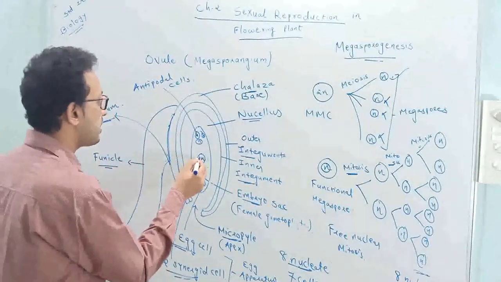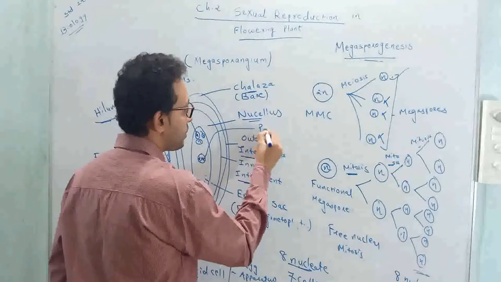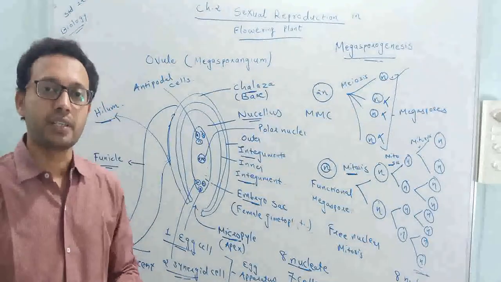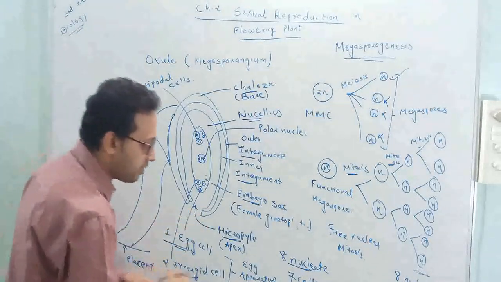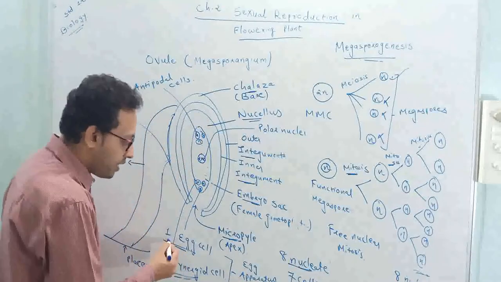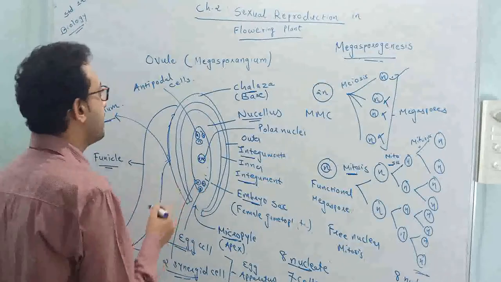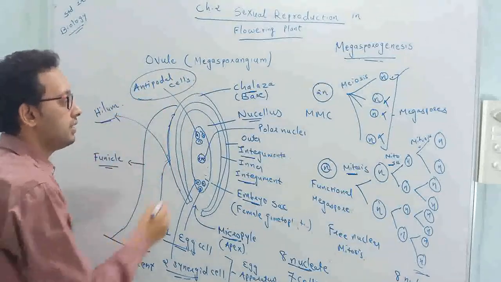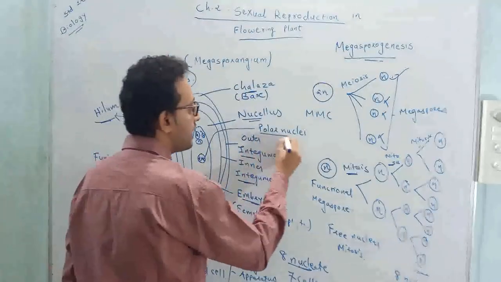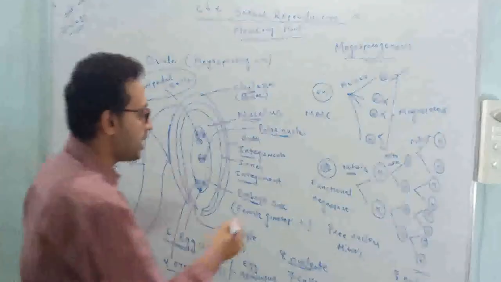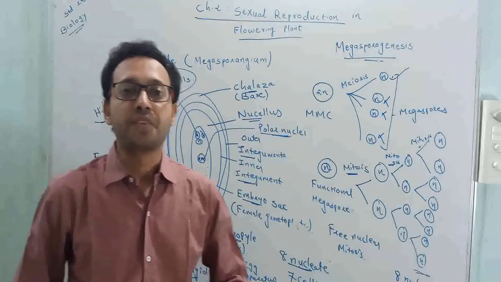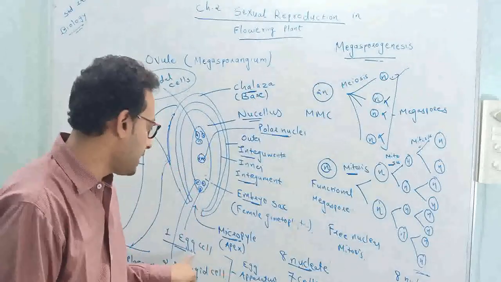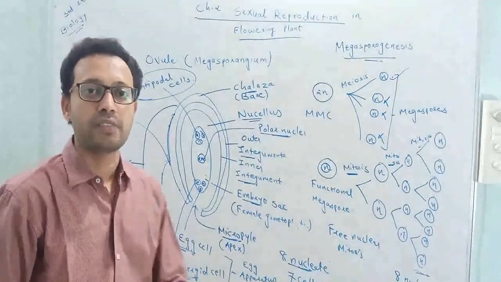And in the center, what is present? That is called the polar nuclei. I again repeat. At the micropylar end, the egg apparatus is present, which contains 1 egg cell and 2 synergid cells. Second, at the chalazal end, 3 cells are present, all called antipodal cells. In the center, the 2 nuclei combine together and are considered polar nuclei. Thus the embryo sac or female gametophyte is formed. So that's all about how the female gamete or egg cell gets produced.